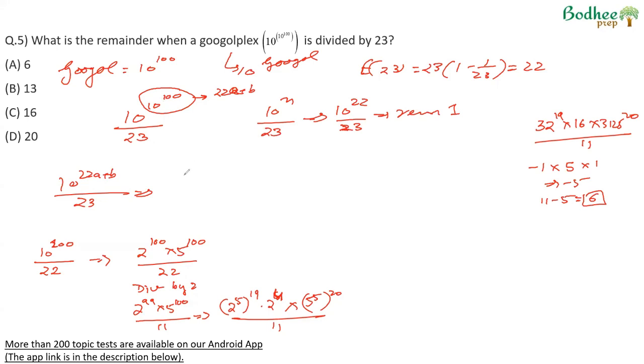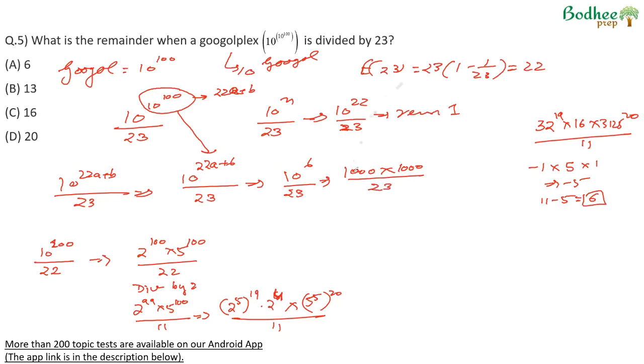this part, 10 raised to power 22a plus 6 upon 23. So this circle I have replaced by this. 10 raised to power 22a leaves a remainder of 1, and therefore the remainder here will be based on 10 raised to power 6. 10 raised to power 6 is, say, 1000 into 1000, 10 raised to power 3 into 10 raised to power 3.